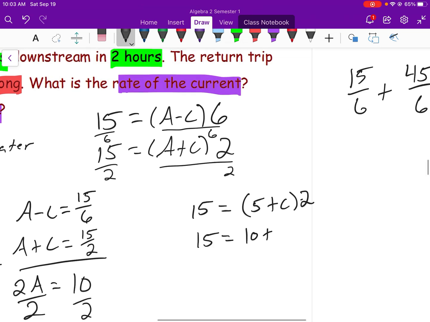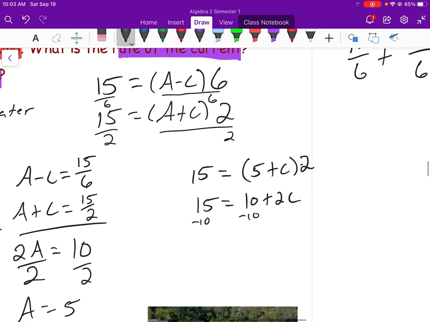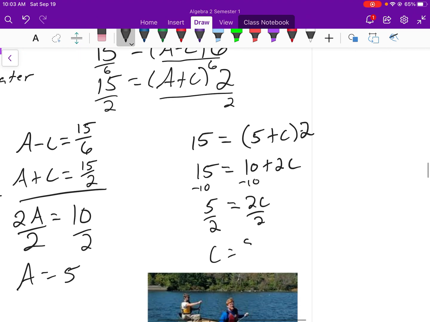15 is equal to 10 plus 2c. Subtracting that 10 over, we get 5 equals 2c. Divide by 2, 5 halves, which is also 2.5.